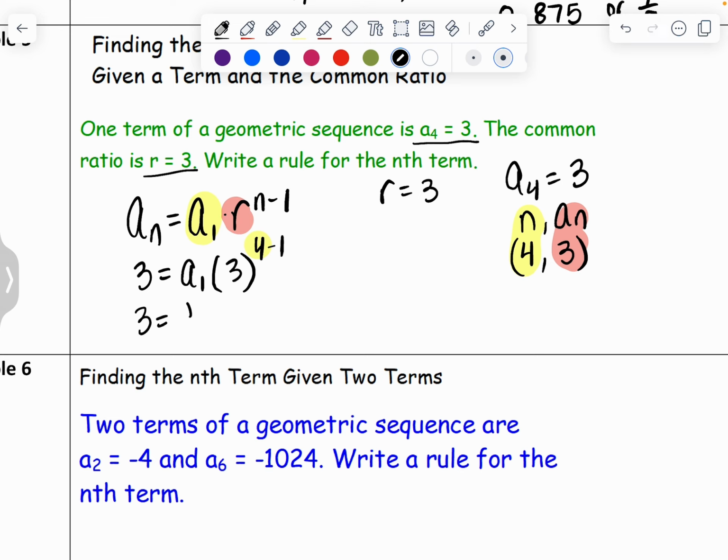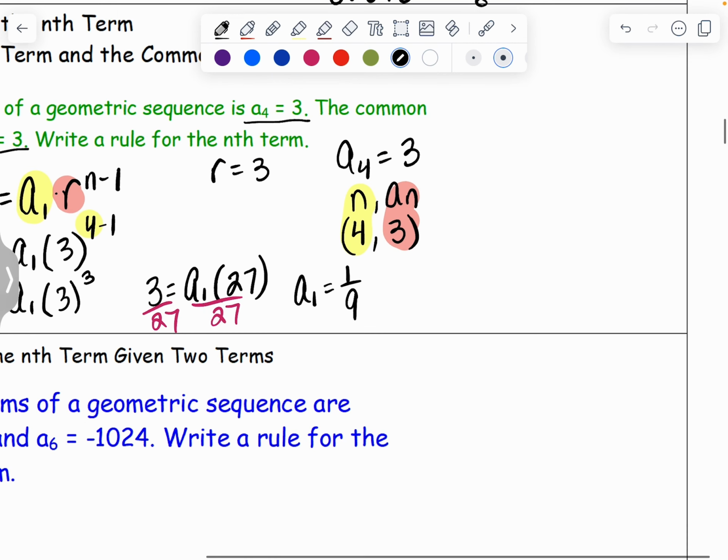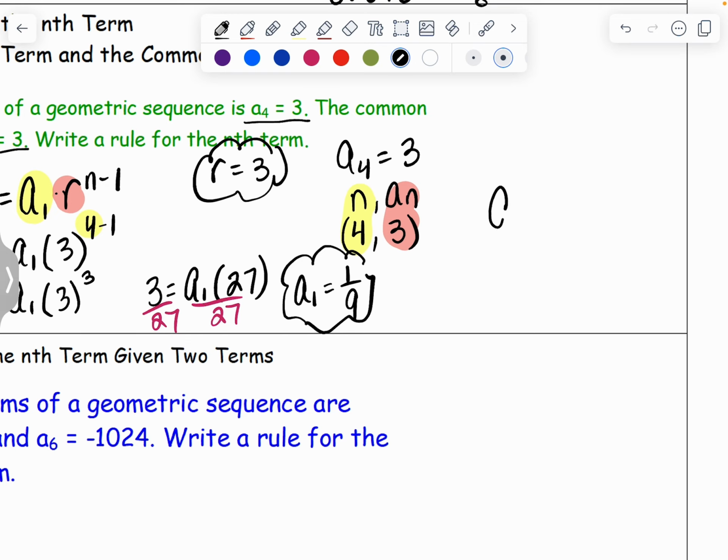Following my order of operations, we're going to do the exponent first. 4 minus 1 would be 3. Then 3 cubed is 27. So a sub 1 times 27. Then divide by 27 to find that a sub 1 would equal 3 over 27, which is 1/9. Now that I have the first term and I know the common ratio, I can write my final answer, which is the rule: the first term times r to the n minus 1 power.